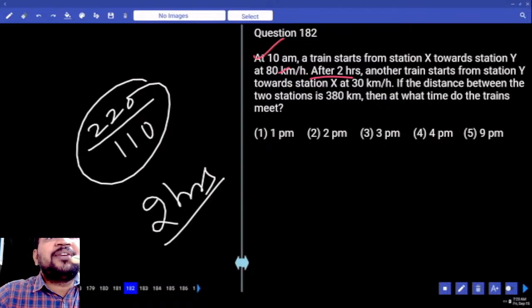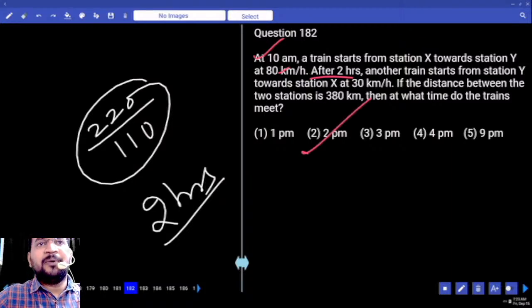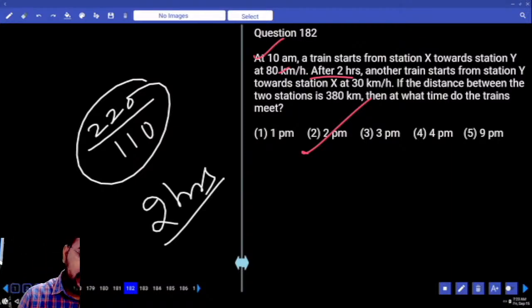But 2 hours we need to add to 12 p.m. not to 10 a.m. Your answer is 2 p.m. Why we are going to add 12 p.m. Nana? The relative speed starts from 12 p.m. only. It's not at 10 a.m.